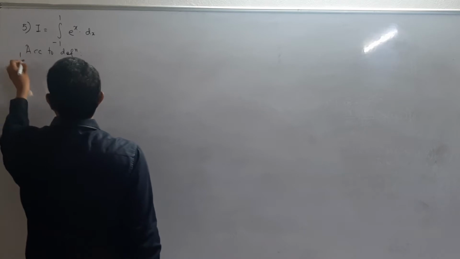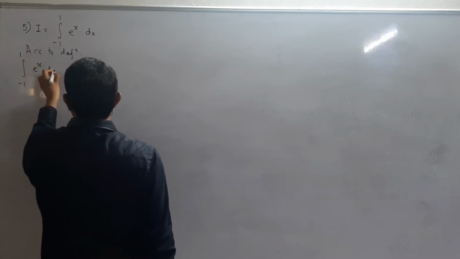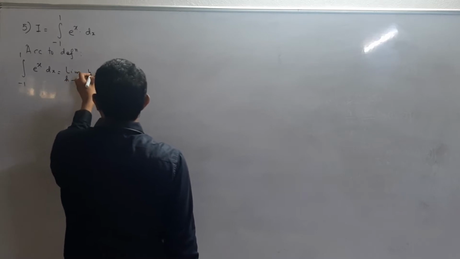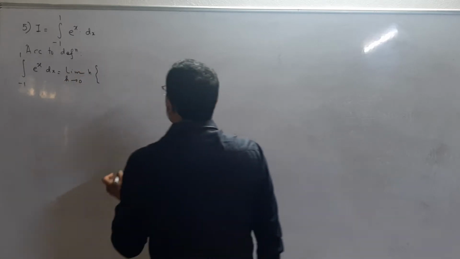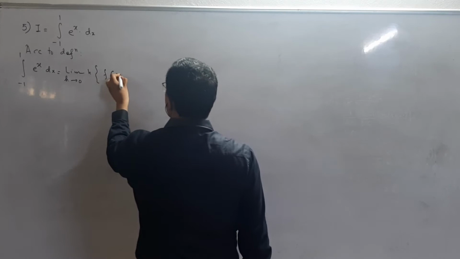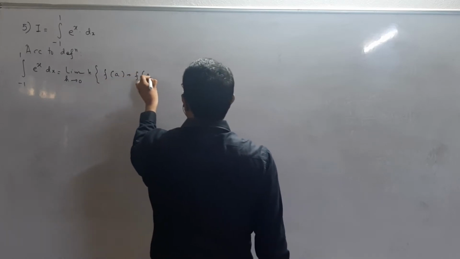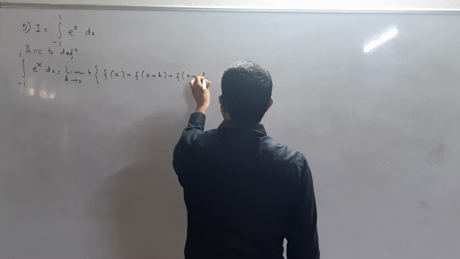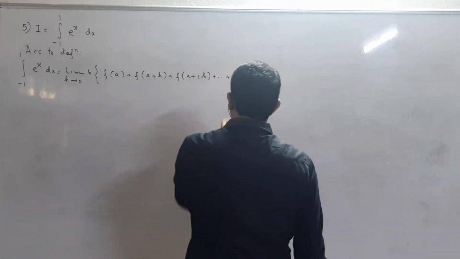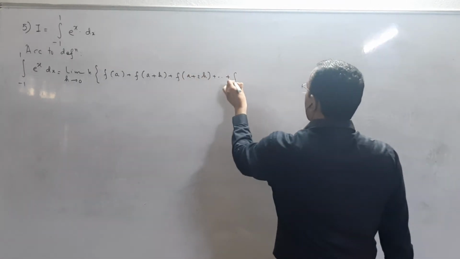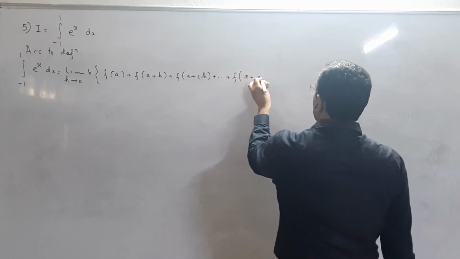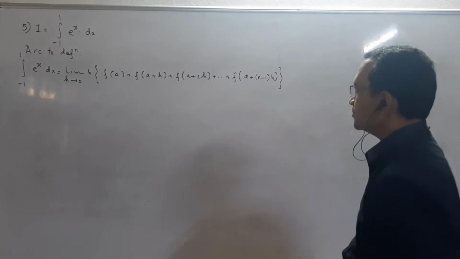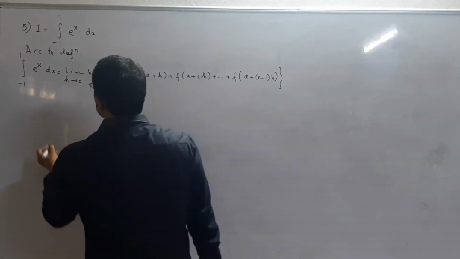Integral minus 1 to 1 e raised to x dx is limit h tends to 0, h into bracket f of a plus h, f of a plus twice h, up to f of a plus n minus 1 into h. Now, students, the function changes.